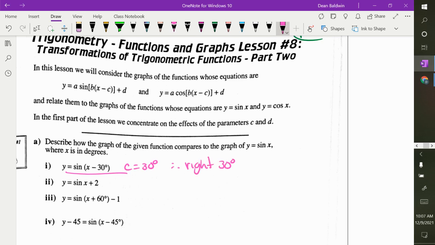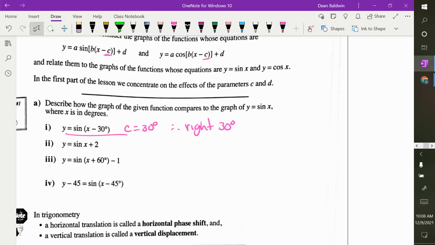Why is it C? Didn't we already have a letter for this? Yeah, we called it H before. We're calling it C now, just because it's good times. H wasn't good enough for Trig. Trig's beyond that.